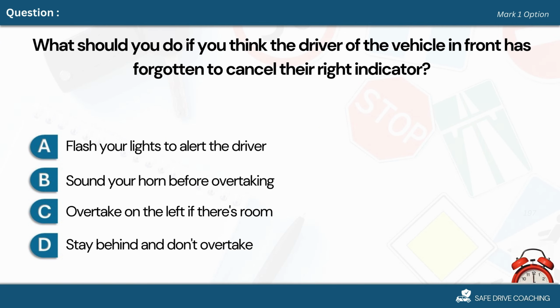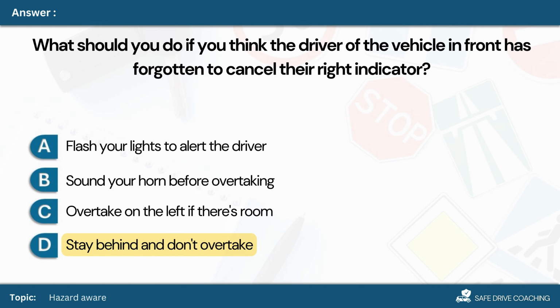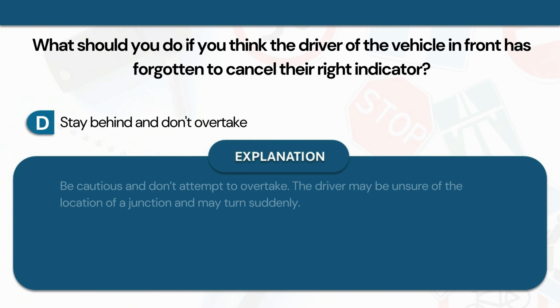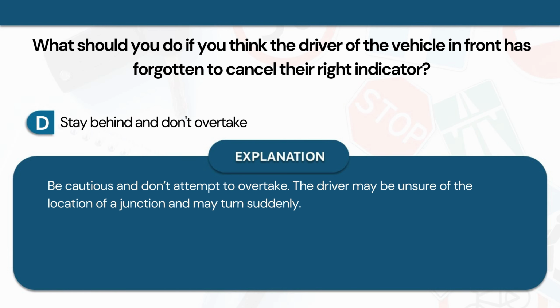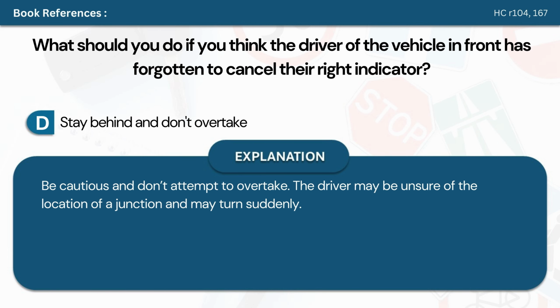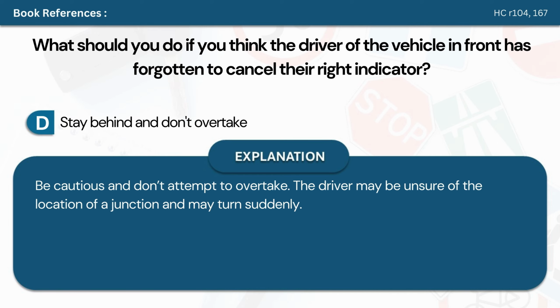The correct answer is D. Stay behind and don't overtake. Be cautious and don't attempt to overtake. The driver may be unsure of the location of a junction and may turn suddenly.